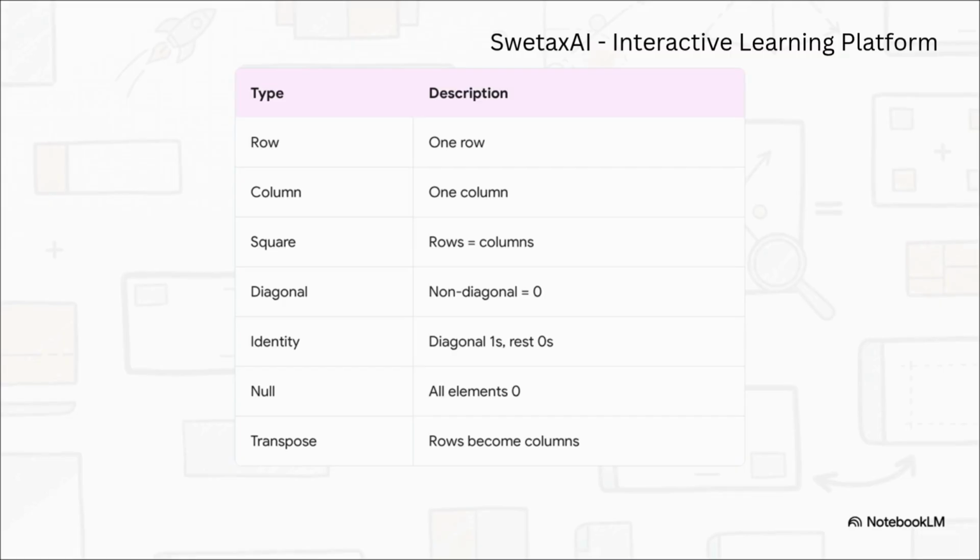A diagonal matrix clears out everything to zero except for a diagonal line of numbers. An identity matrix is a really special type of diagonal matrix with solid ones directly down the middle and zeros everywhere else. Then you have the null matrix, which is just an empty void of all zeros. And the transpose? Well, that's actually an action. It's when you take a matrix and literally flip it, turning its horizontal rows into its vertical columns. Establishing these visual rules right now is absolutely crucial.